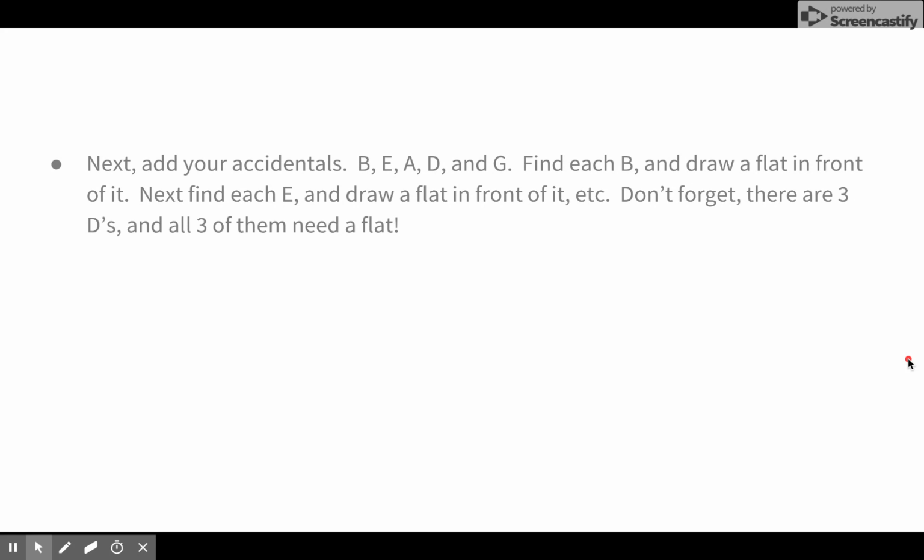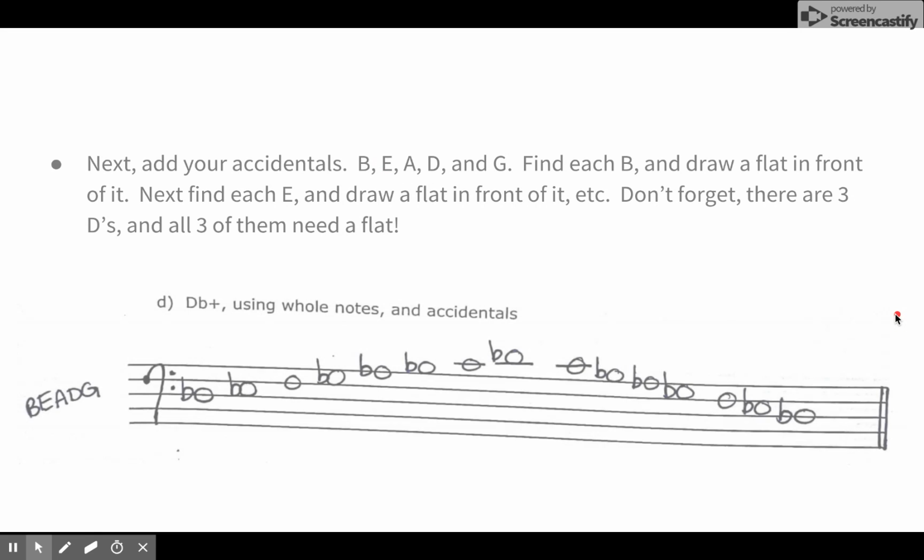So what you're going to do is you're going to add your accidentals to the B, E, A, D, and G. So you're going to find each B and draw a flat in front of it. Then next you're going to go to the E and find all the E's, draw a flat in front of those as well. And you continue. Because we're in D flat major, there's actually 3 D flats.